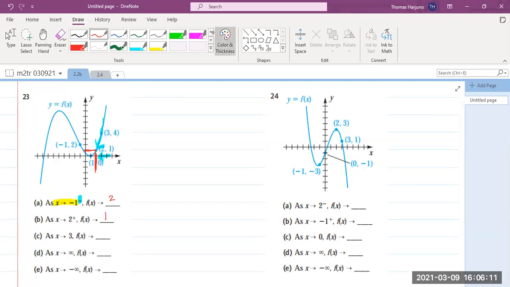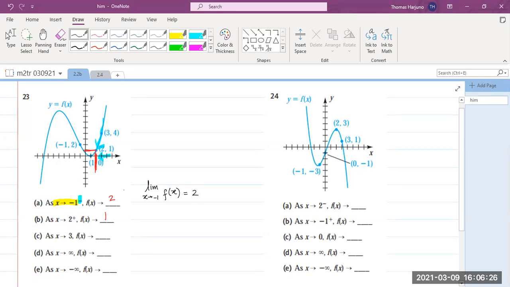Later on in calculus, you will learn the following notation. Like part A, they will write it this way: limit x approaching -1 of the function is equal to what? Now, part B, for example, the notation will be limit, oh, I'm sorry, this is from negative side. Limit x approaching 2 from the right-hand side of the function is equal to what? As x approaching 2 from the right-hand side, the value of the function is approaching 1.